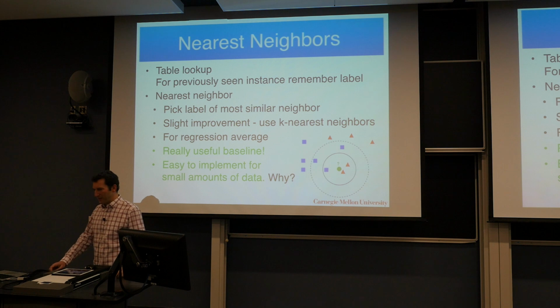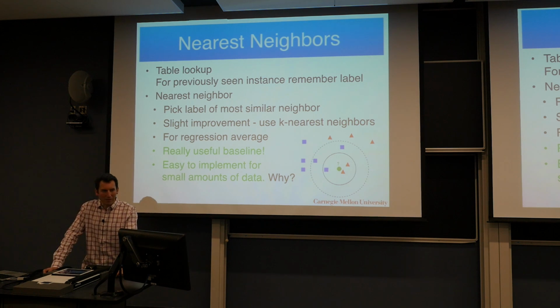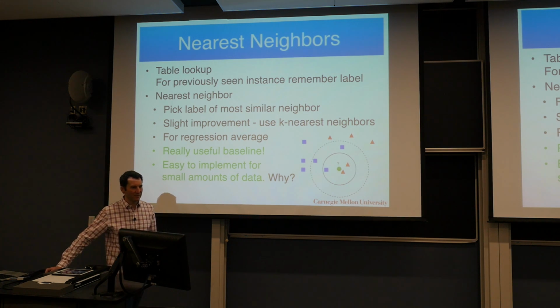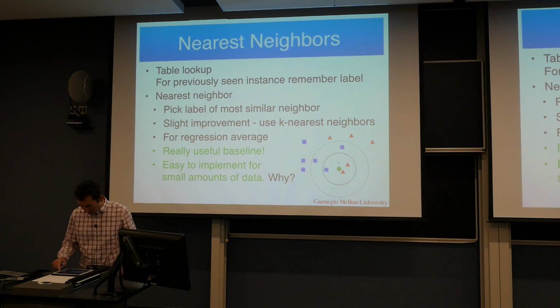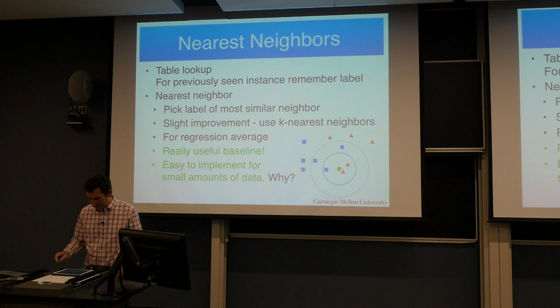So why is this a really easy algorithm to implement on small amounts of data? Any suggestions? Yep? Because all you need to do is the dot product between your features for each data point, and for small amounts of data, that's a very quick operation for each one. Yes. So, to just repeat the answer.